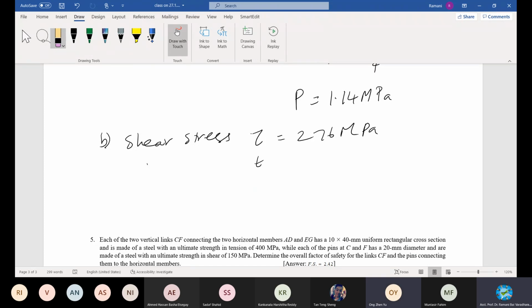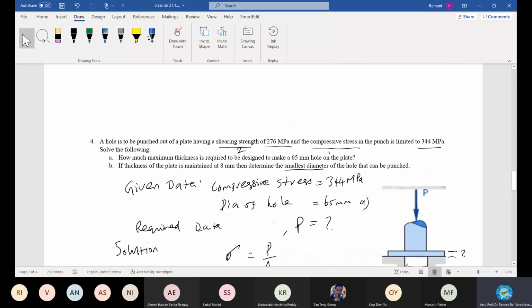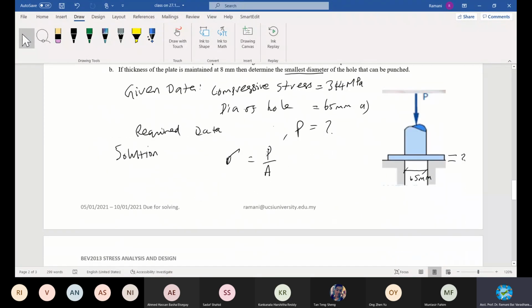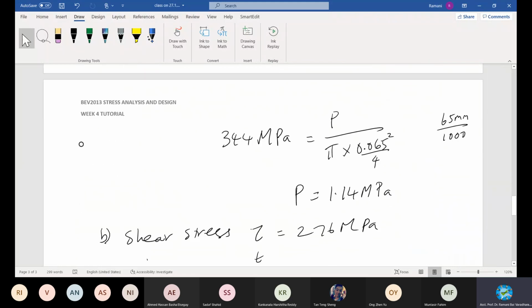Miss, for question 4A, is it to find the thickness? Let me check. Question A is what we confused already. One moment. Oh, then we cannot stop at P. We need to find the thickness. Okay, let me finish this.